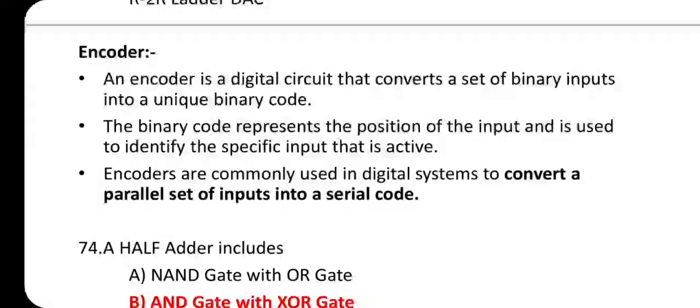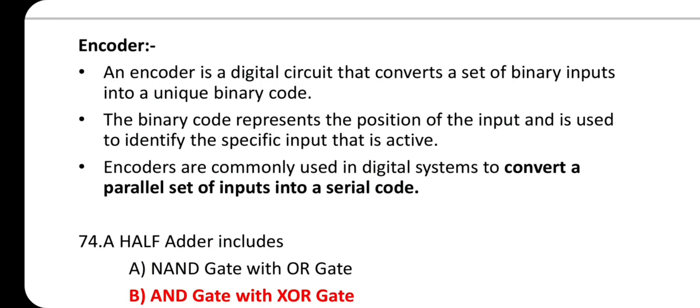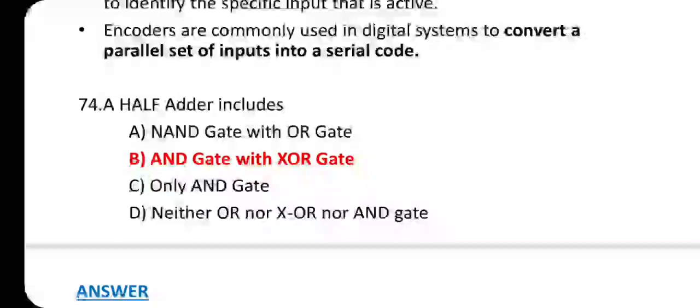What is an encoder? An encoder is a digital circuit that converts a set of binary inputs into a unique binary code. The binary code represents the position of the input and is used to identify the specific input that is active. Encoders are commonly used in digital systems to convert a parallel set of input into a serial code.